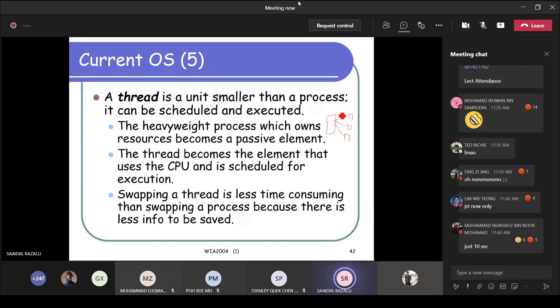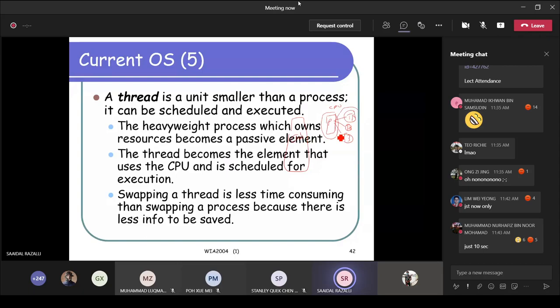So instead of the CPU executing the process, the CPU will execute the thread first, okay? And swapping a thread is less time consuming than swapping a process because of the smaller size of the thread, it uses less info, and of course the execution of a thread is much faster than the execution of a process because of the smaller size and it's easier to process, okay? So this is a thread, this is a process, and the largest one is a job, okay?